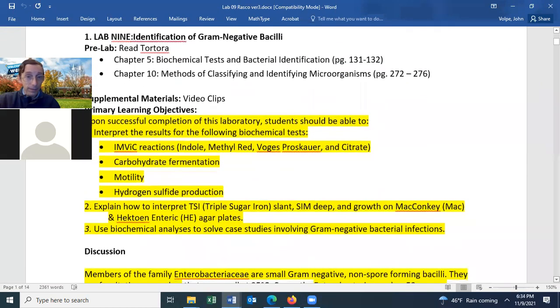Upon successful completion of this lab, you should be able to interpret the results of the following biochemical tests. The IMVIC test, which is actually 4 different microbiological tests. IMVIC stands for I, indole, M, methyl red, V for Voges-Proskauer, the I is just in there for a vowel, and then C for citrate. So we'll talk about all those tests today. We're also going to talk about carbohydrate fermentation, which most of you know about because we've done that in the lab. We'll talk about the motility test and the hydrogen sulfide production test.